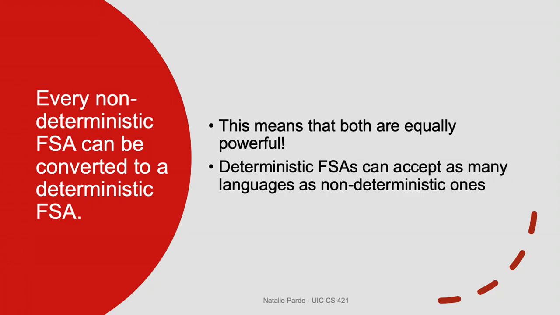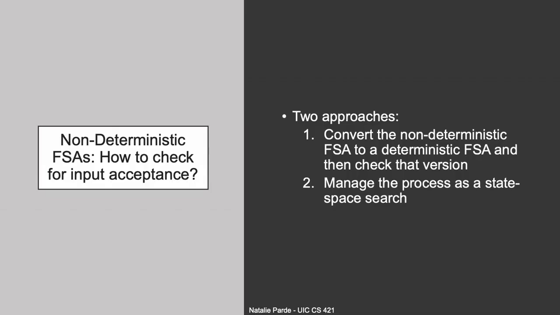Deterministic and non-deterministic FSAs have some interesting properties, and both are equally powerful. In fact, every non-deterministic FSA can be converted to a deterministic FSA. However, non-deterministic FSAs are a bit harder to check for input acceptance, so there are basically two approaches for doing so. In one, you convert the non-deterministic FSA to a deterministic FSA, and then check that version, and in the other, you manage the process as a state space search.